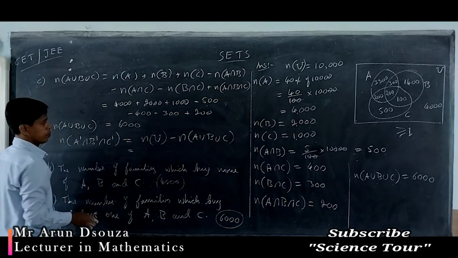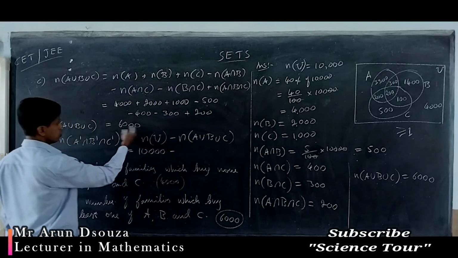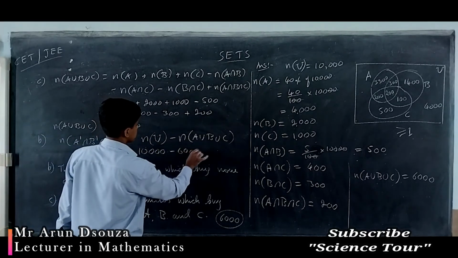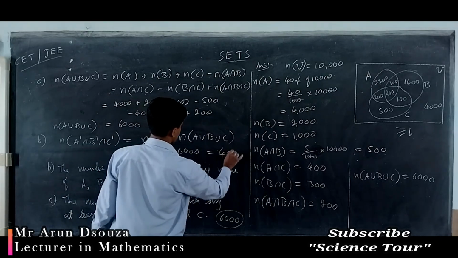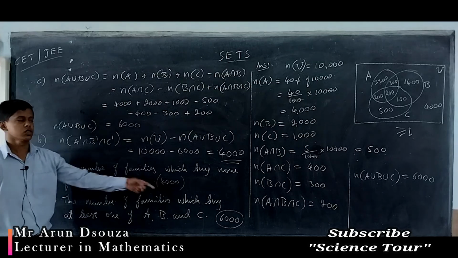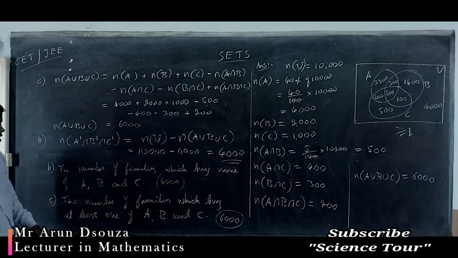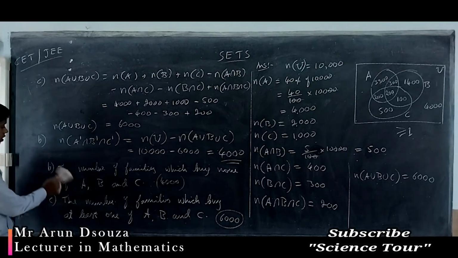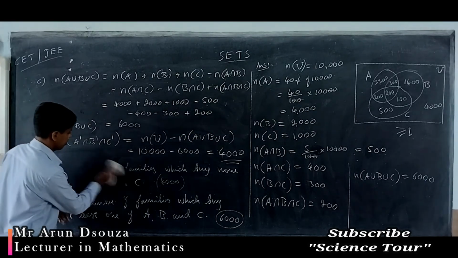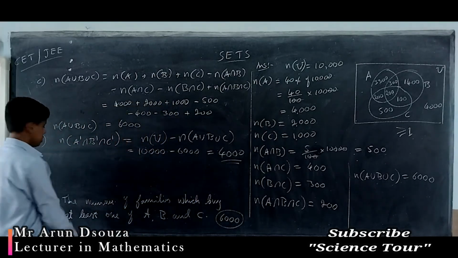Now, what is n of U? 10,000, and the union we have found already is 6,000. So what is it? 4,000. So that is 4,000. This is the formula to find none of ABC. None, not one, none of ABC. So that is the second question.